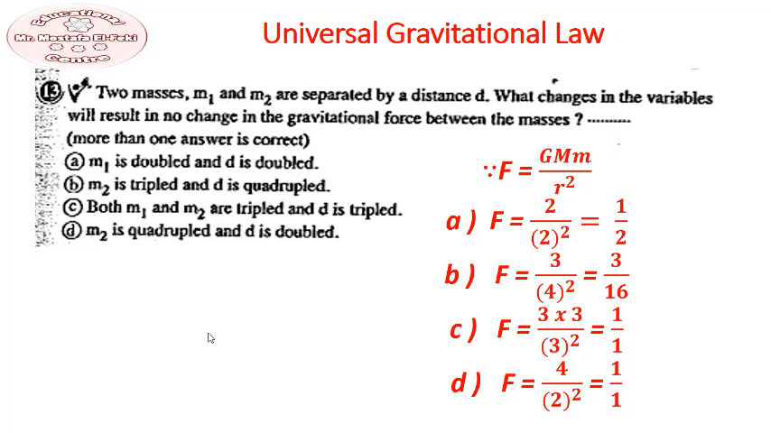Let's try the last one. If M is quadrupled and d is doubled, this means that F equals 4 divided by 2 to the power of 2, that is equal to 1 over 1, that is also equal to 1. Then we have two correct choices: letter C and letter D.